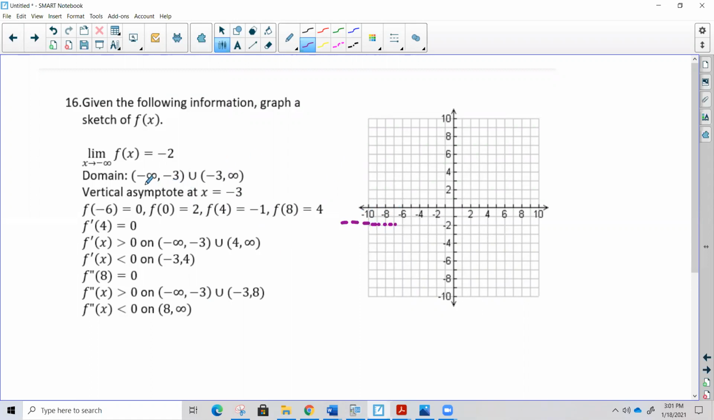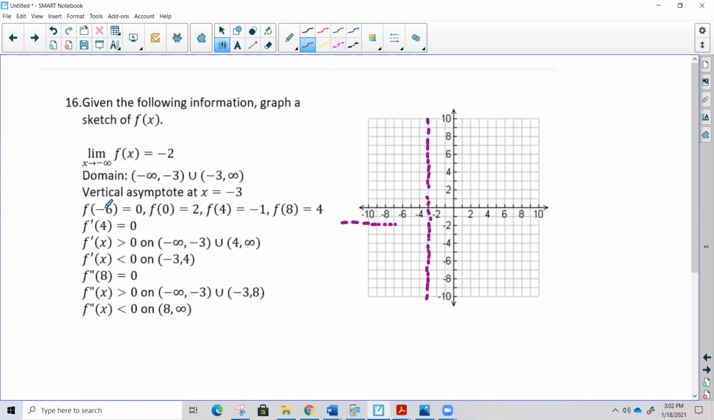So this says the domain is negative infinity to -3, union -3 to infinity, which means there is no point at x equals -3. And the reason they tell you is in the next one, there's a vertical asymptote at x equals -3. So at -3, I draw a vertical dotted line to show the asymptote, and my function cannot cross this. So it's going to be two completely separate pieces, one to the left of -3 and one to the right.